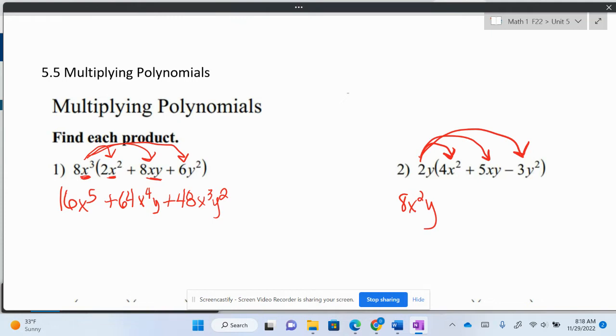And then 2y times 5xy. Well, 2 times 5 is 10. And then the y times the xy becomes xy squared.